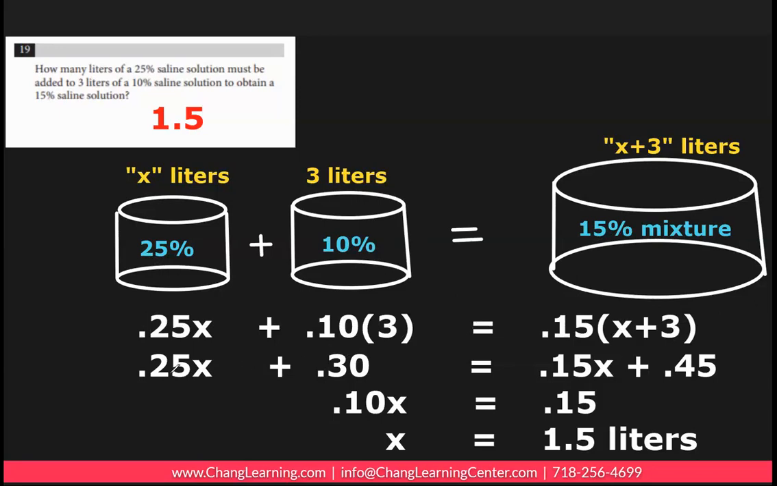By distributing and simplifying, we get 0.25x plus 0.30 equals 0.15x plus 0.45. Simplifying, we subtract from both sides and get 0.10x equals 0.15, multiplying by 10, x is exactly 1.5 liters. So in other words, it's 1.5 liters of 25% saline plus 3 liters of the 10% saline will give us a mixture of 4.5 liters total with 15% saline content in the mix. The correct answer was 1.5.